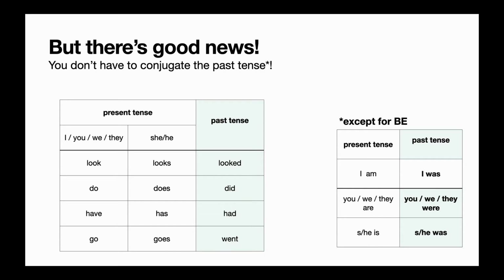And the same is true with the irregular verbs. So even though you have to say, I do, you do, we do, they do, she, he does, for past tense, we all did. She did, he did, we did, they did, I did, you did.